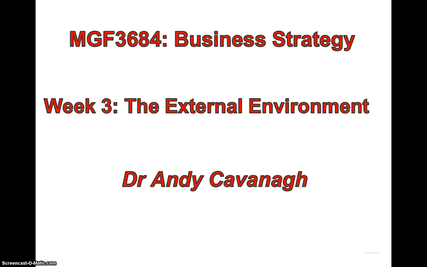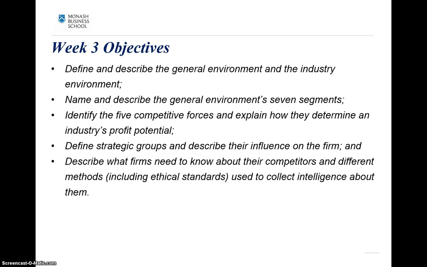This week we're going to look at the potential influence of those things that fall outside of the boundaries of our organisations. So with that in mind, the objectives for this week, firstly to define and describe the general environment and the industry environment. The following slide is going to delineate how there are multiple parts of any organisation's external environment. We're going to go through each of those individually and explain why they are important and the varying degrees to which they will influence your firm.